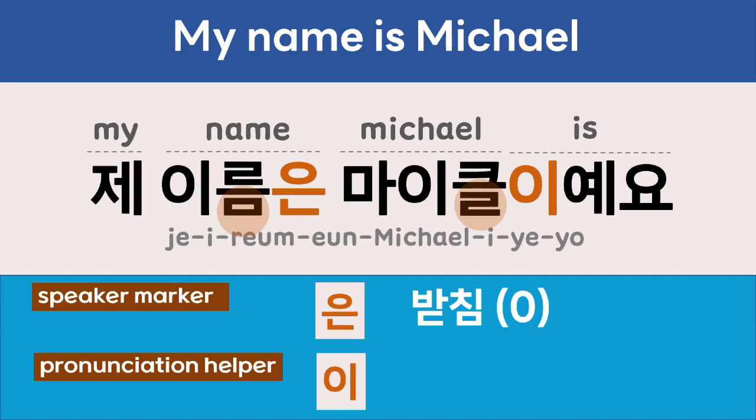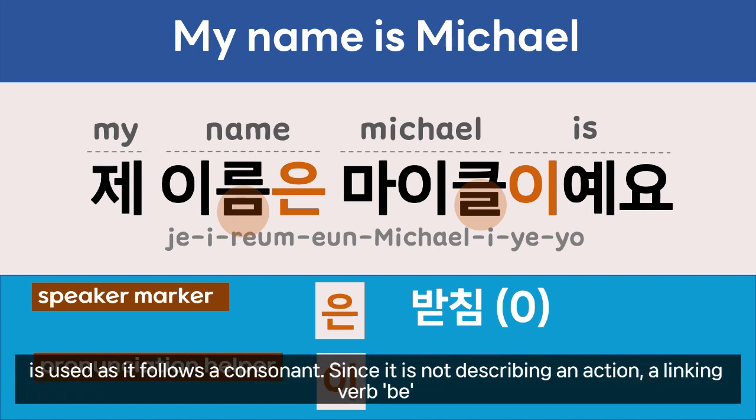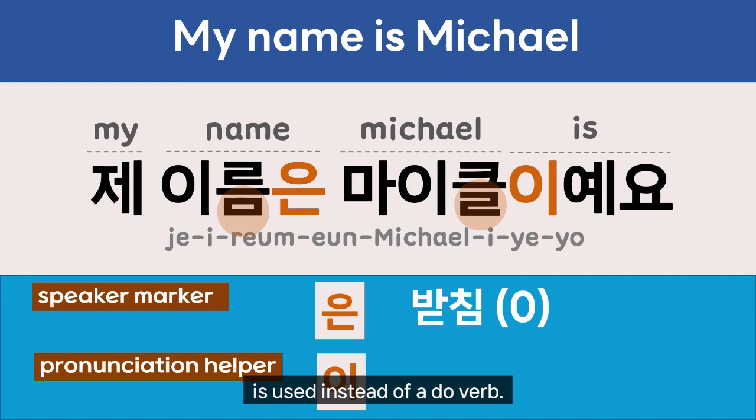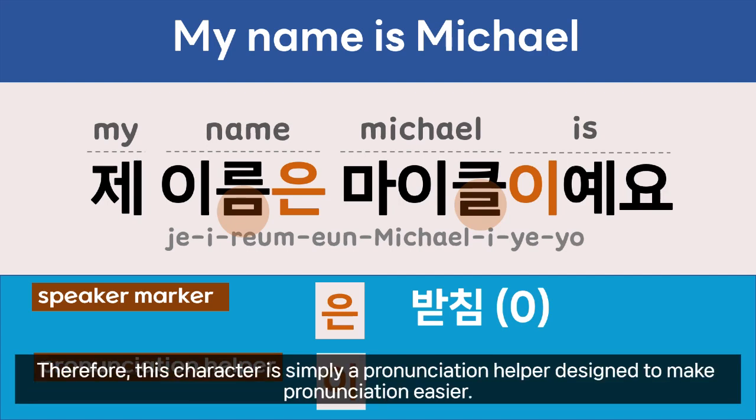제 이름은 마이클이에요. The speaker marker was used to describe oneself, so the particle 은 is used as it follows a consonant. Since it is not describing an action, a linking verb be is used instead of a do verb. Therefore, the particle used is 은, not 가. The particle 이 is positioned in front of verbs rather than nouns or pronouns. Therefore, this character is simply a pronunciation helper designed to make pronunciation easier.